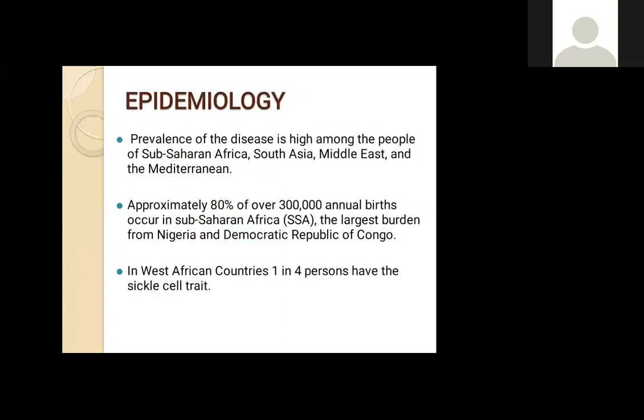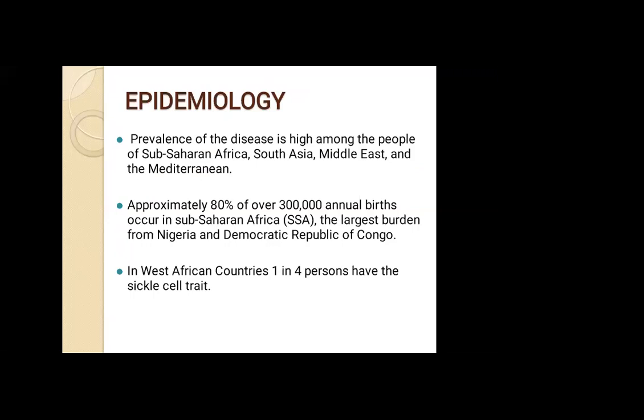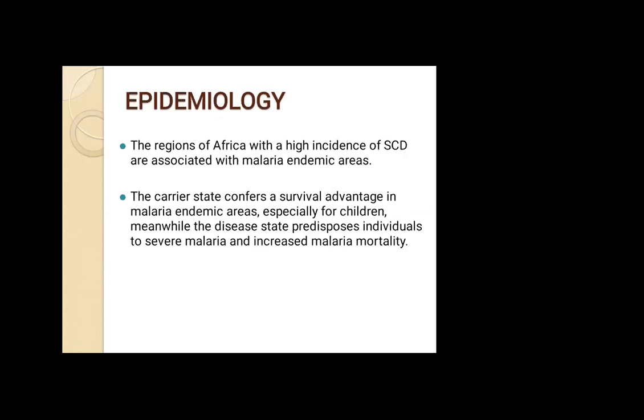So sickle cell disease is prevalent. It has a high burden in areas such as sub-Saharan Africa, Southeast Asia, the Middle East, and the Mediterranean. In the world, of the 300,000 annual births of people born with sickle cell, 80% come from sub-Saharan Africa, with the greatest proportion in Nigeria and the Democratic Republic of Congo. And in West African countries, in Nigeria, 1 in 4 persons has the sickle cell trait. Sickle cell disease is found in areas of high malaria prevalence, that's in sub-Saharan Africa.